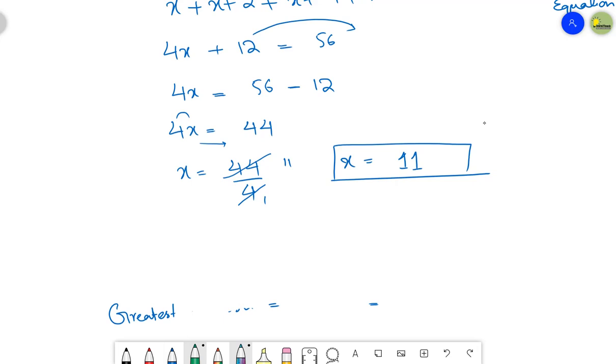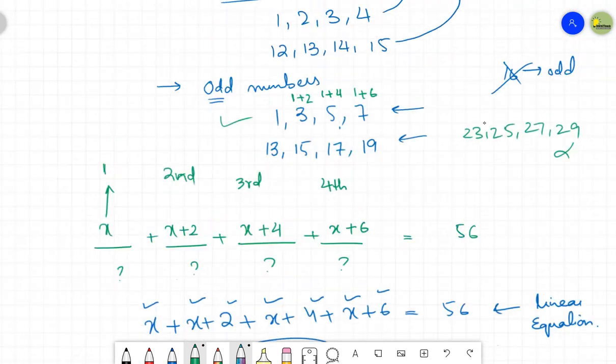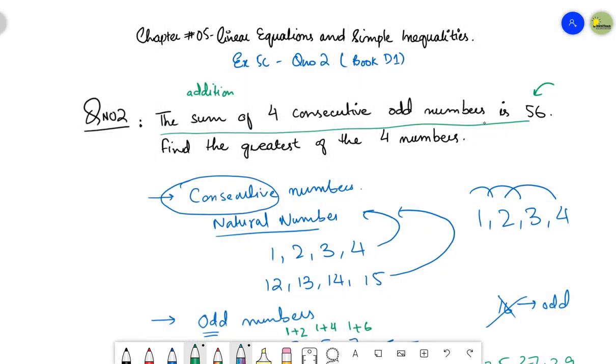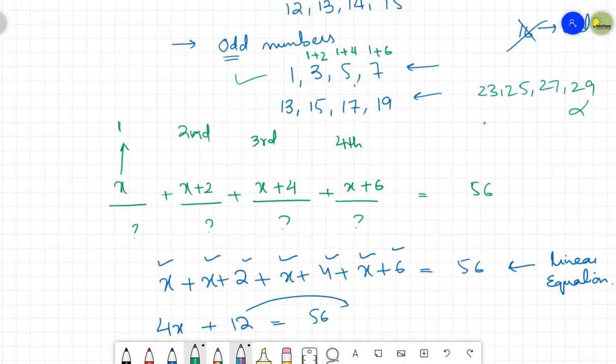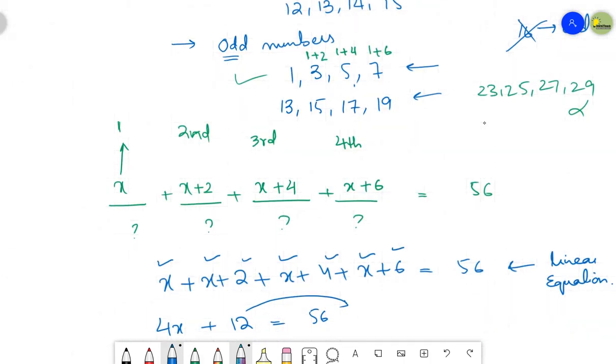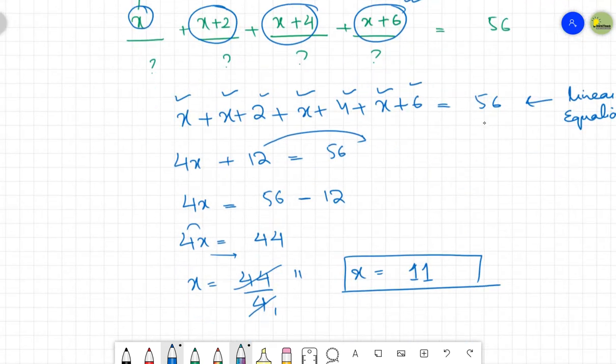Now this is not basically the answer. What you have to find out is the greatest odd number. I'm going to show you this question again. Basically, you have to find the greatest of the four numbers. So again, moving towards the four numbers that we have assumed: x, x plus 2, x plus 4 and x plus 6. Out of these four consecutive odd numbers, the highest odd number is going to be x plus 6.